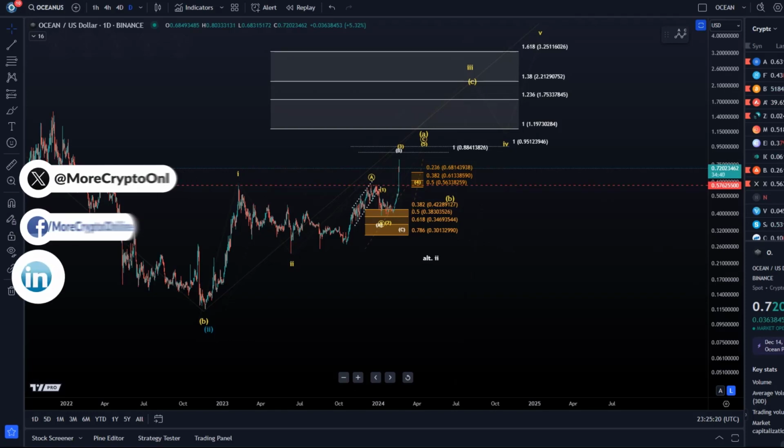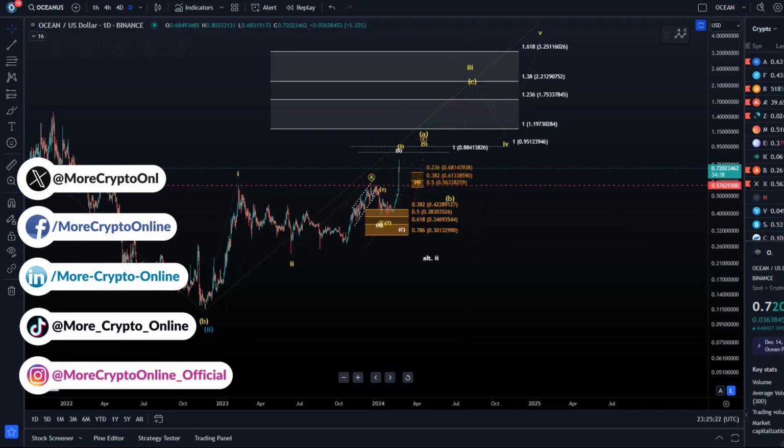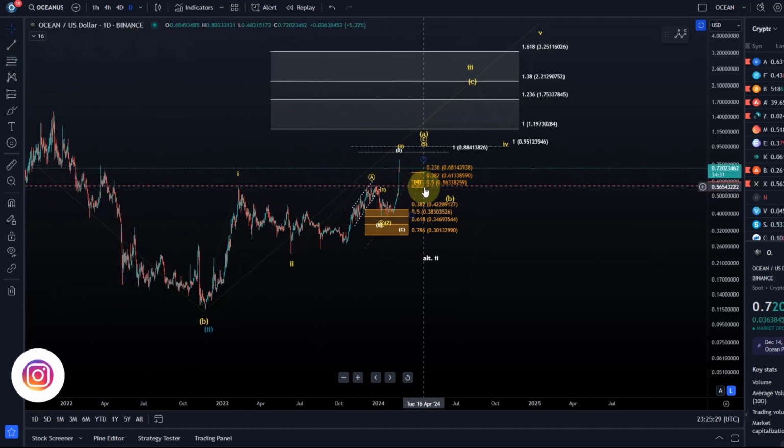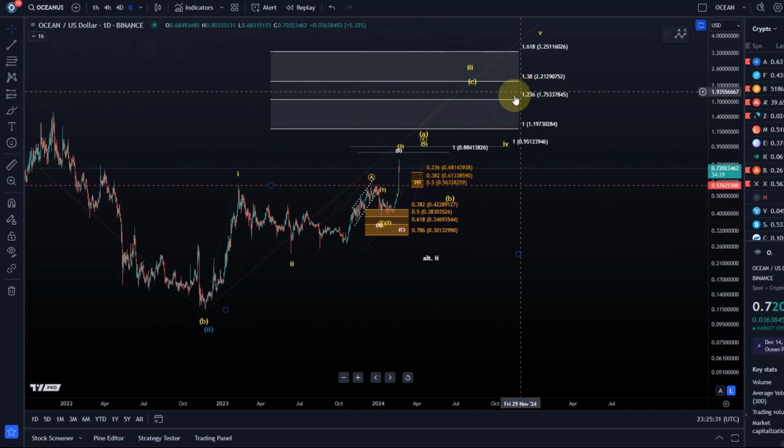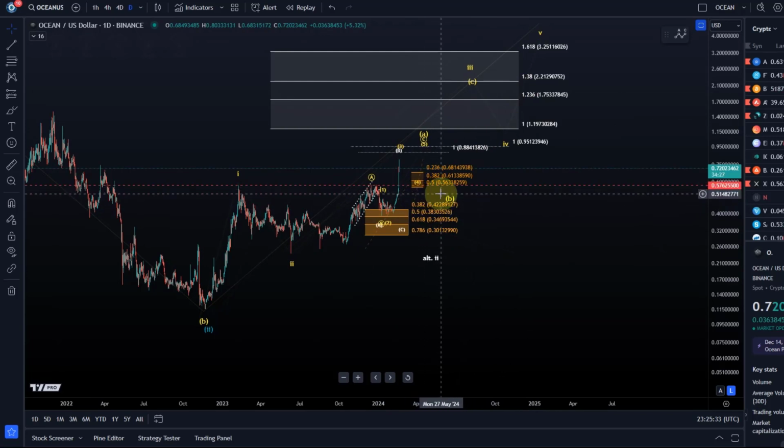Ocean is moving up nicely at the moment in an uptrend that so far is not broken. What we can do is talk about the structure in this video. We also want to talk about the support level that I added to the chart today. And we start here with the daily chart.